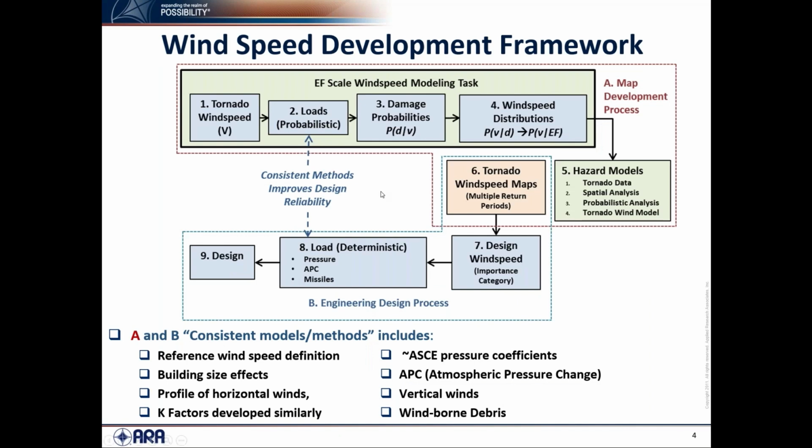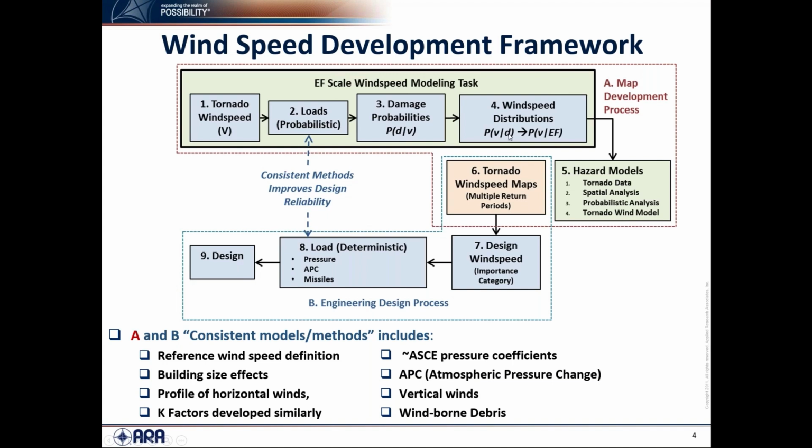So the overall framework in terms of where this fits in is, from an engineering perspective, we start with a tornado wind speed V. We develop probabilistic loads on a model of the building to estimate what's the probability of damage, P(D|V), the probability of damage given that we had a certain velocity. Then we use a Bayesian approach to reverse that and say, okay, well then what's the probability that we have a given velocity, given that there was a certain amount of observed damage.